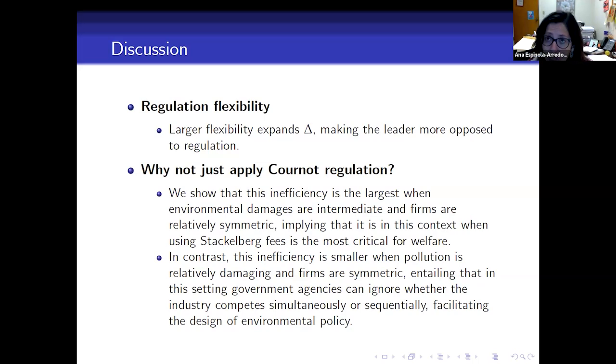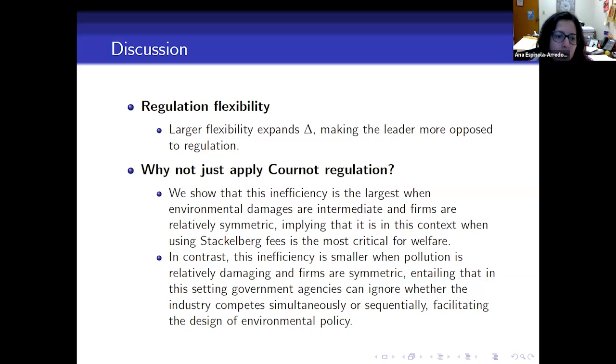So larger flexibility expands the negative effect of regulation on the leader's output advantage. As the regulator becomes more flexible, identifying different emission fees for the leader and the follower, regulation will affect the leader's output advantage more heavily. In this situation, if the leader anticipates that the regulator is flexible and able to set different fees for leader and follower, it will be more opposed to regulation than if the leader knows that the regulator is more inflexible in setting emission fees.